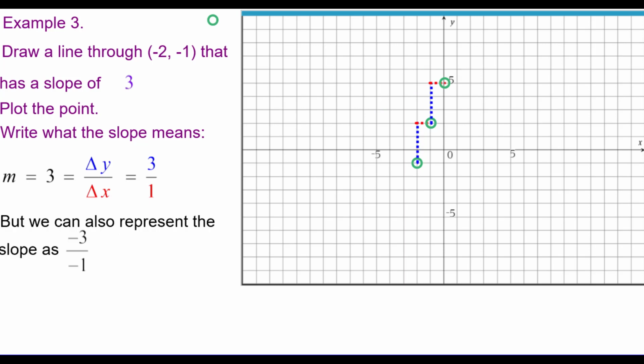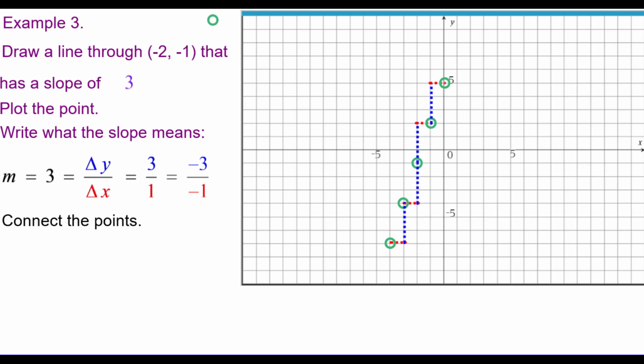Going in the other direction, we can think of 3/1 as negative 3 divided by -1. Divide two negatives, you still get a positive. And so these are equivalent forms again. So the change in y is negative 3, while the change in x is negative 1. So from this original point, we'll go down 3, left 1, plot it. Down 3, left 1, plot it. And again, we'll connect the points because all 5 points are collinear.